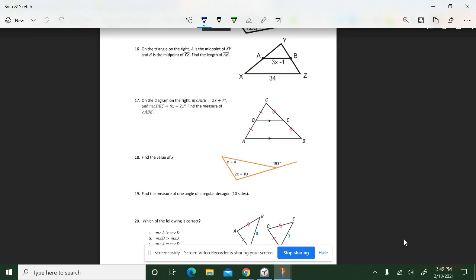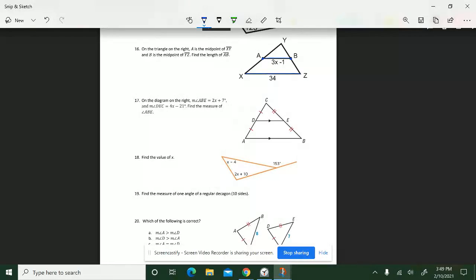All right, number 16, we have a mid-segment. So A is a midpoint, B is a midpoint. Connect 2 midpoints, you get a mid-segment. Mid-segment is always half the length of the third side of the triangle. We went over this in class. There's several ways you could go about doing this one.